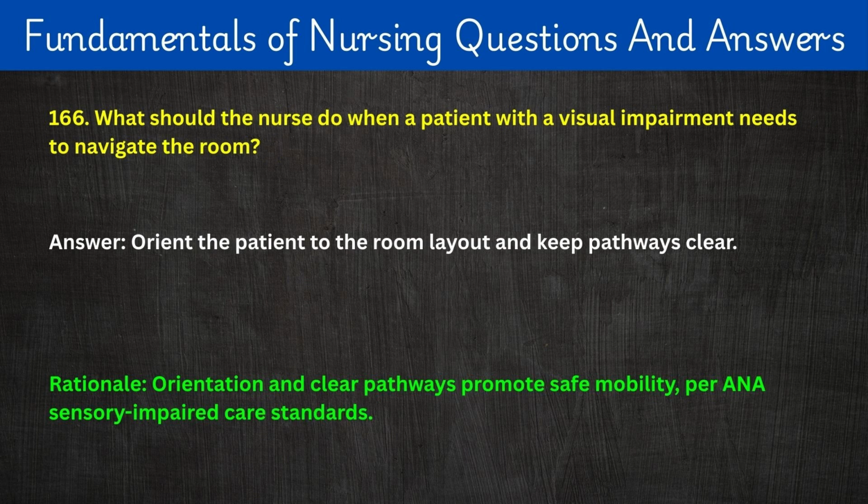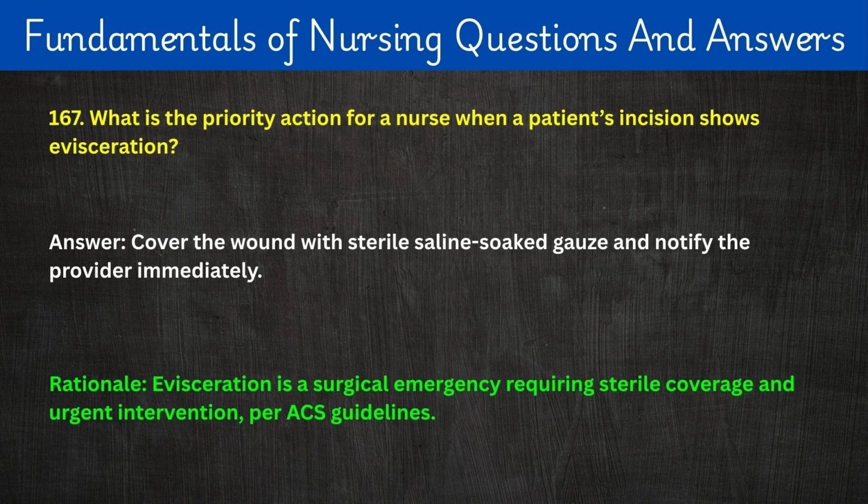166. What should the nurse do when a patient with a visual impairment needs to navigate the room? Answer. Orient the patient to the room layout and keep pathways clear. Rationale. Orientation and clear pathways promote safe mobility, per ANA sensory impaired care standards.